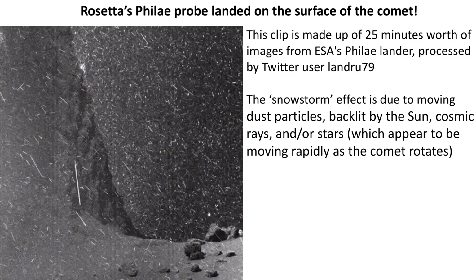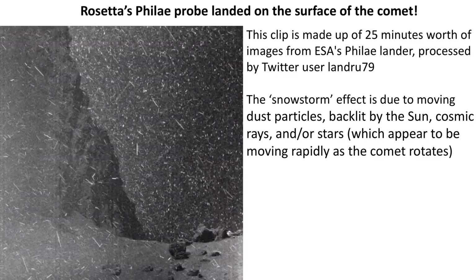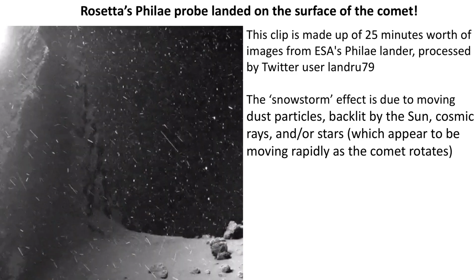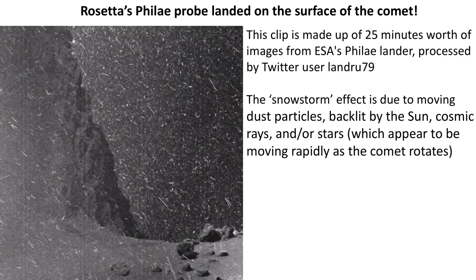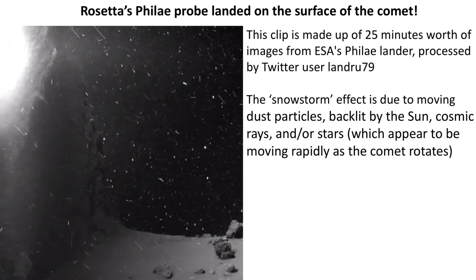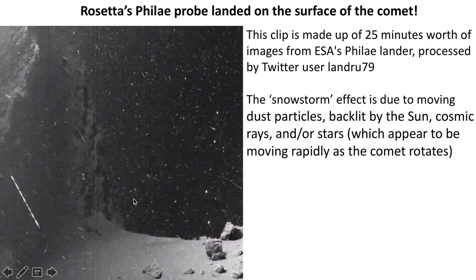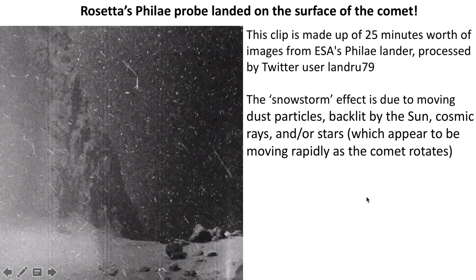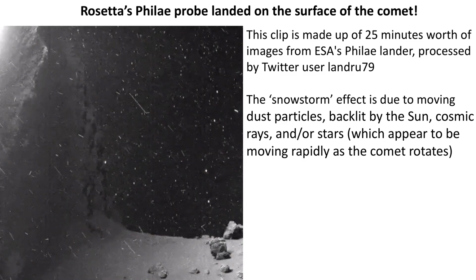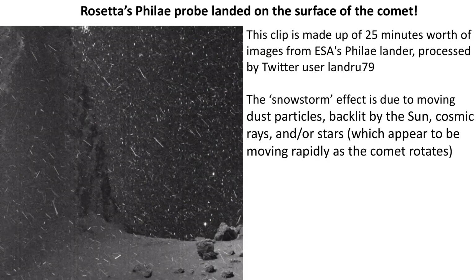So this clip is made up of 25 minutes worth of images from the lander processed by someone on Twitter. And this snowstorm effect looks very cool and dramatic, but it's really probably due to moving dust particles backlit by the sun, cosmic rays, and/or stars. And stars are these things that appear to be moving straight down. And that's because this comet is actually rotating, so it's moving relative to the star field. And so it looks like there's a lot of snow going around there, but really all of this is not really snow.